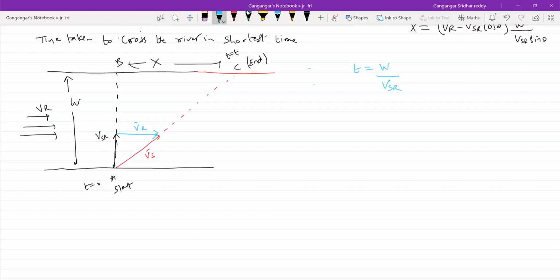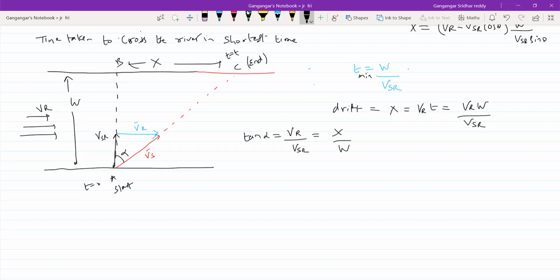So what to do with the drift? You'll undergo some drift, no? The river will push him. So what about the expression for drift? The drift is given by, for the shortest time, T minimum, better you write. The value of drift x is equal to VR into T, that is VR W by VSR. There is some angle called alpha. So what is tan alpha? Tan alpha, you can write as VR by VSR or X by W. This is going to help you a lot in numericals.